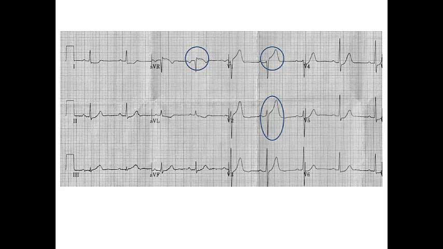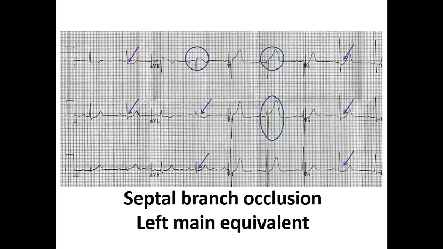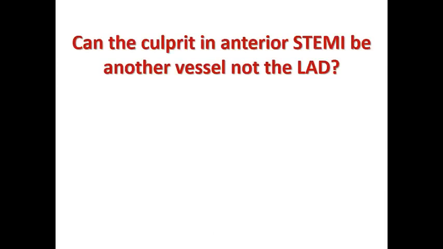But there is ST depression in V4, 5, and 6, and also in 1, AVL, and the inferior leads. So it may be septal branch occlusion with reciprocal depression in the inferior leads, but it may also give us a clue for left main equivalent due to the presence of widespread ST depression with ST elevation in AVR and V1. The last of the unique questions.